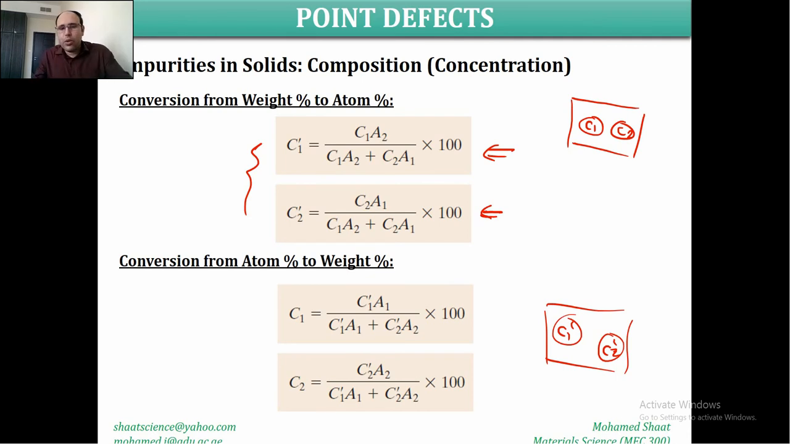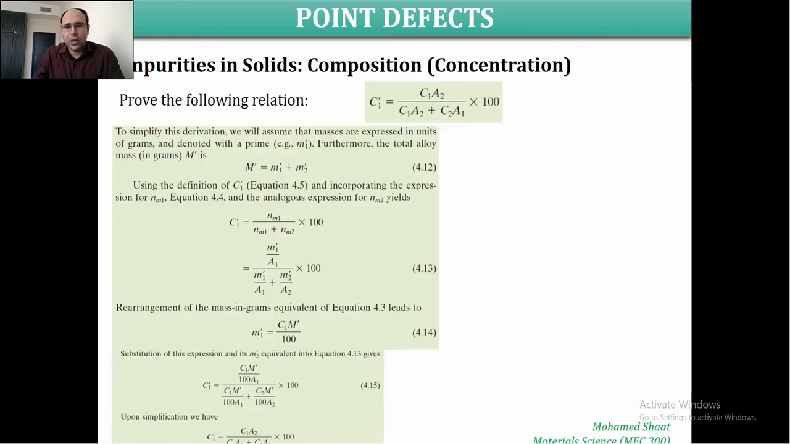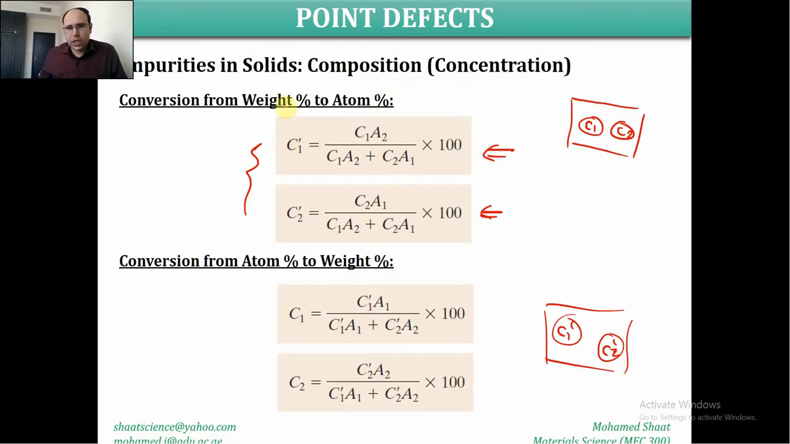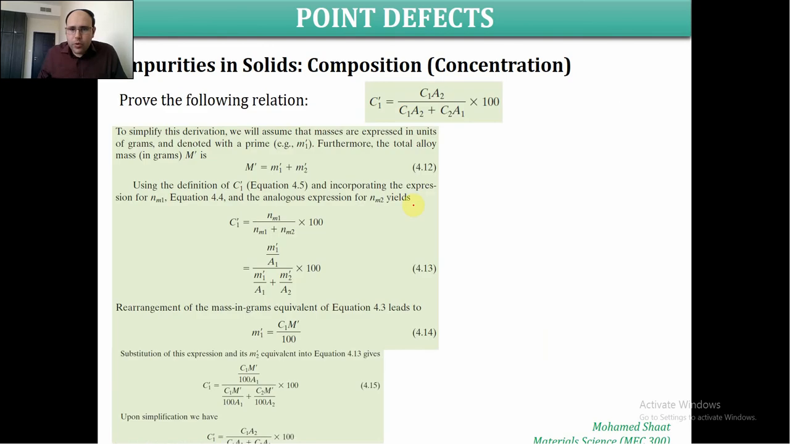So this is simply how we can convert between these two percents, or ways of representing the concentration or composition of the elements within the alloy. The question is, can we prove this relation, or any one of these relations, like for example the first one, the conversion from the weight percent to the atom percent with respect to element 1? So can we prove this one?